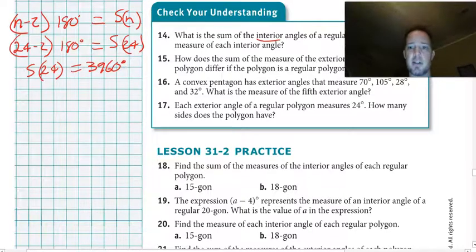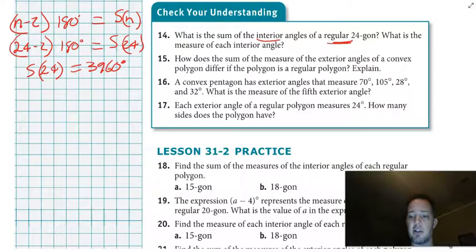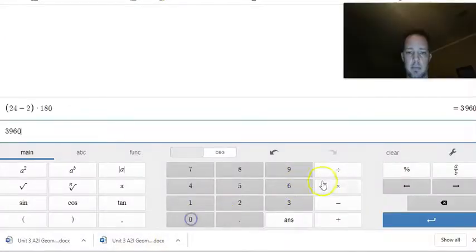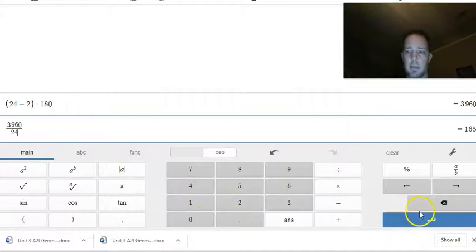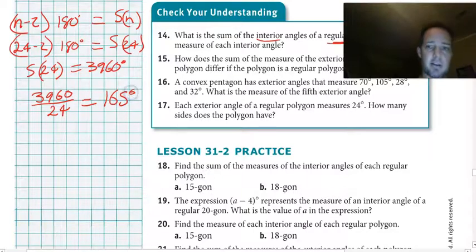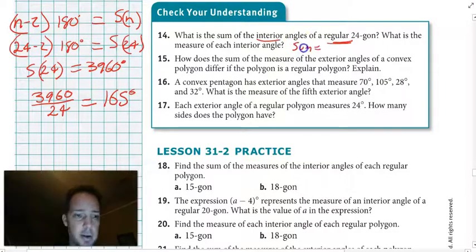All right, the question then asks, what is the measure of each interior angle? And it's a regular 24-gon, so I know that each interior angle is going to be congruent to each other. So I just divide it by 24 now, and I'll get my answer. Divided by 24, and I get each angle is 165 degrees. 3960 divided by 24 equals 165 degrees. We get the sum equals 3960, and each angle is 165 degrees.